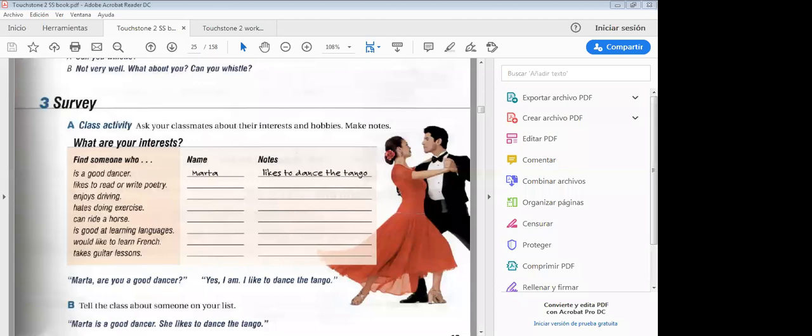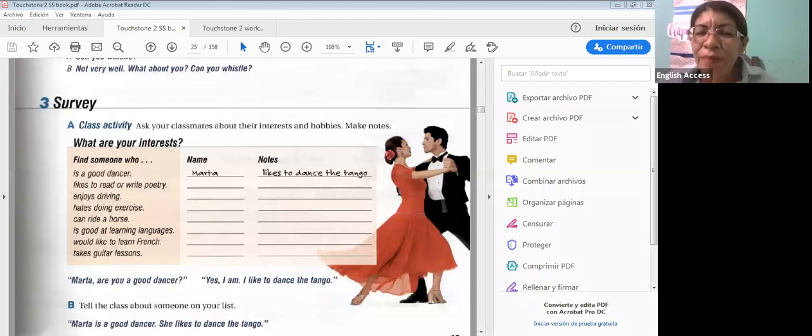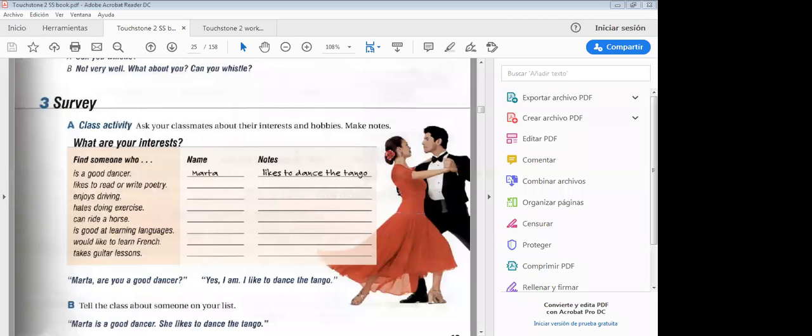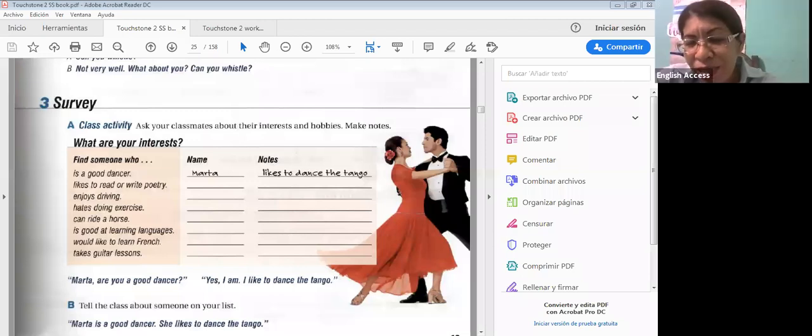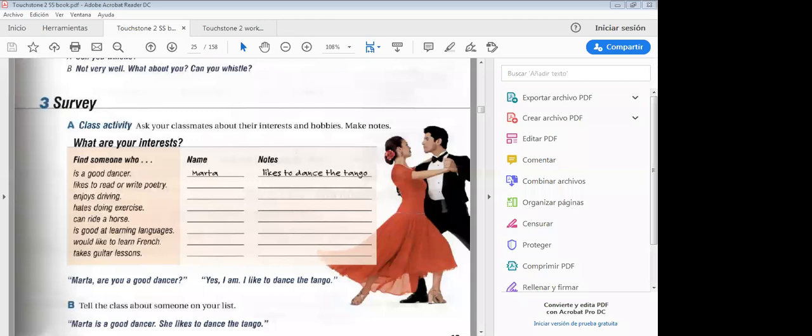Question 2. Do you like to read or write poetry? Do you like to read? Okay. Mauricio, Luis, question 2. Okay, he says yes. Mauricio? No, I like great poetry. I prefer to read poetry.